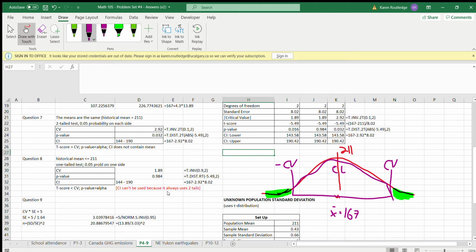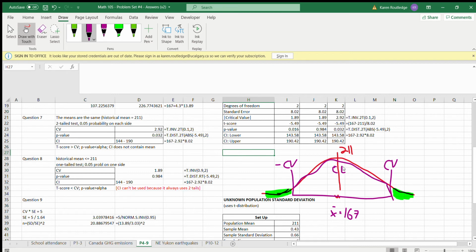Okay, question 7, the details. We already identified that this is going to be a two-tailed test, so we've identified specifically the null hypothesis that the long-term mean is equal to 211. That makes it a two-tailed test because we're dealing with an equal.